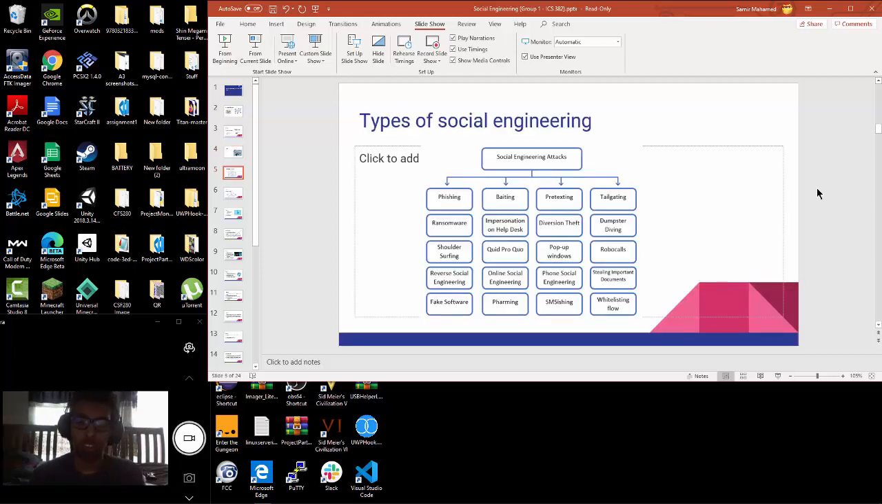The types of social engineering attacks are usually put into these four categories, I would say.